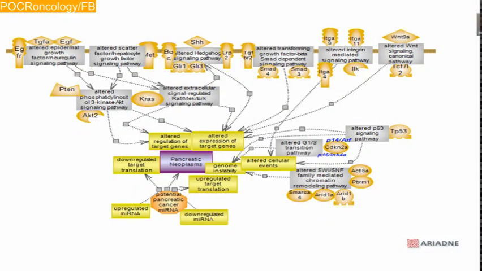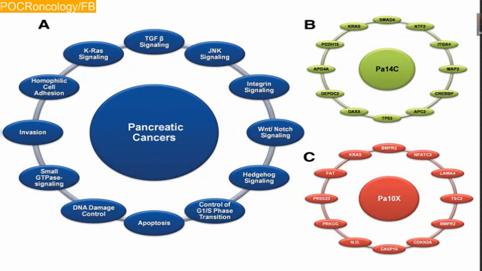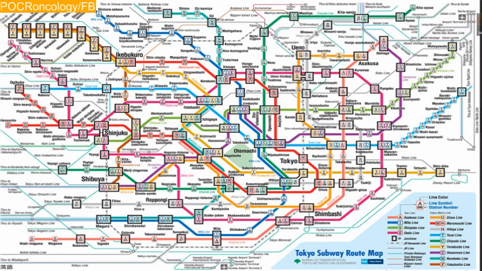So this is pancreatic cancer. You see this graph and it looks confusing because pancreatic cancer is confusing. It's not only that it has genes that are difficult to target, but it's also that the tumor microenvironment plays a significant role. It's also that there are multiple signal transduction pathways that are involved, making it difficult for this tumor to be treated. Now, this is the Tokyo subway map.